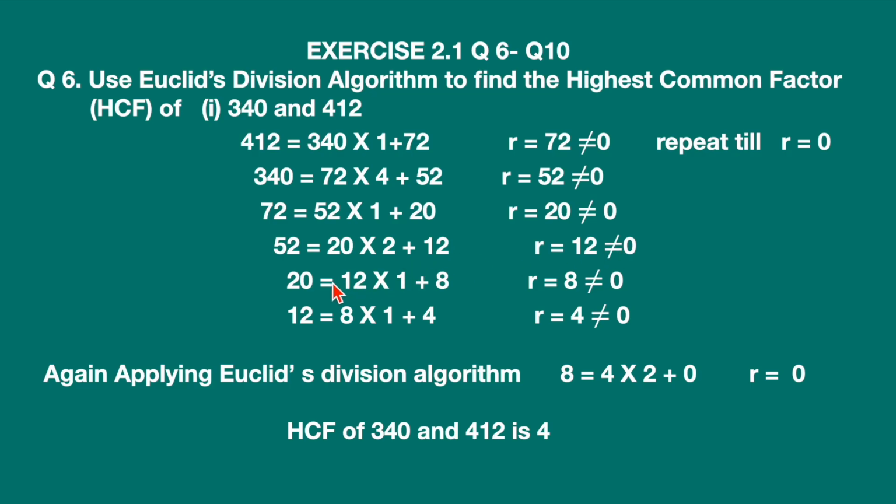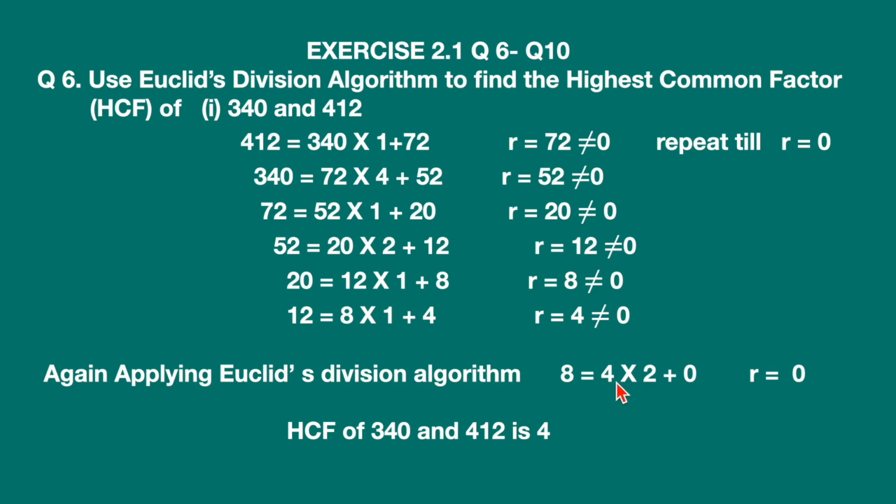Again R is not equal to 0. Then again 20 is equal to 12 into 1 plus 8. Again R is 8, not equal to 0. Again let's take 12 is equal to 8 into 1 plus 4. Again R is not equal to 0. Then again applying Euclid's division algorithm, write down again 8 is equal to 4 into 2 plus 0. So here the remainder has become 0 now.